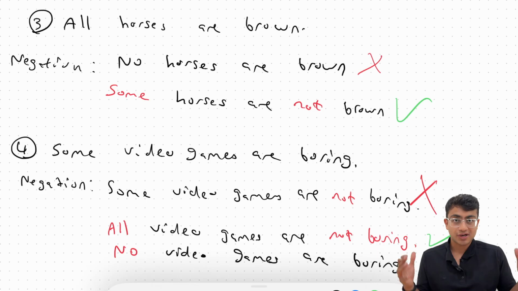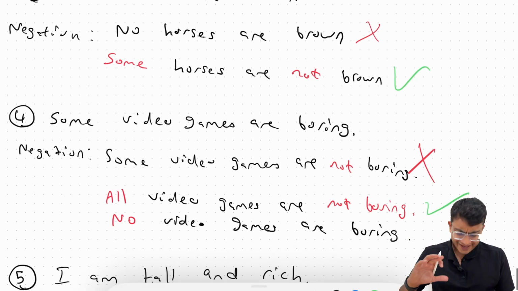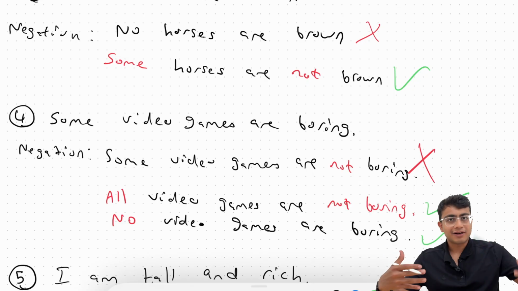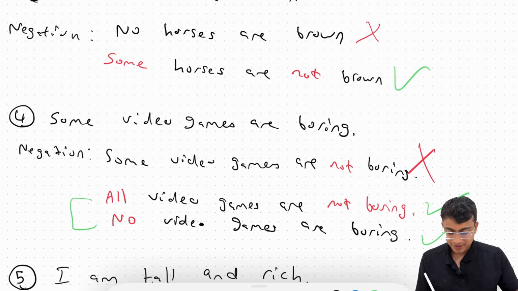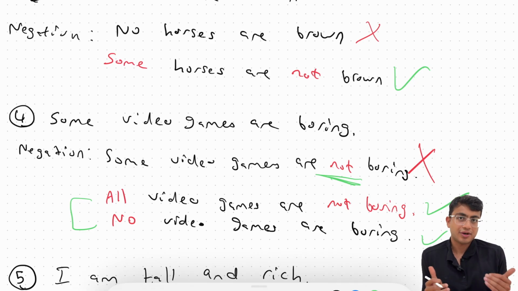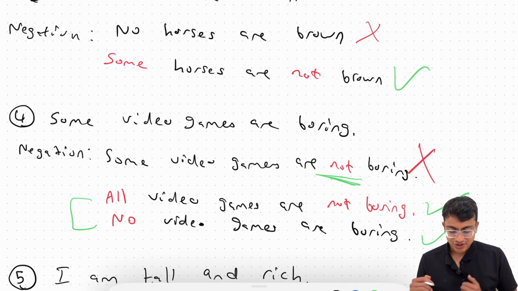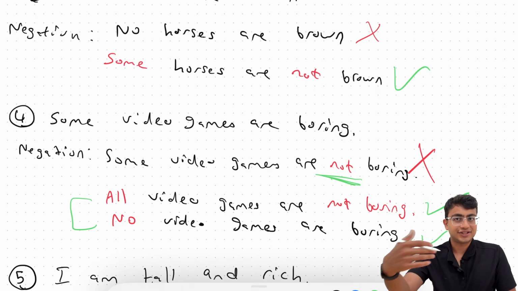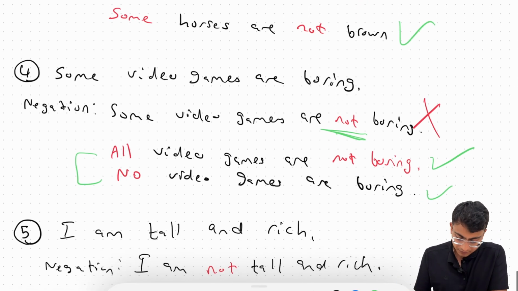All video games are not boring. And equivalently, I can say no video games are boring. This is just a quirk of the English language. These two things are saying exactly the same thing. But notice it's not simply that I can, like in many cases, just add a not and say this is the negation. It's the minimum thing I need to disprove the statement.